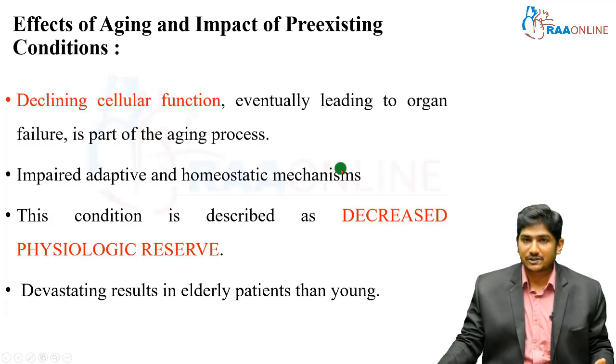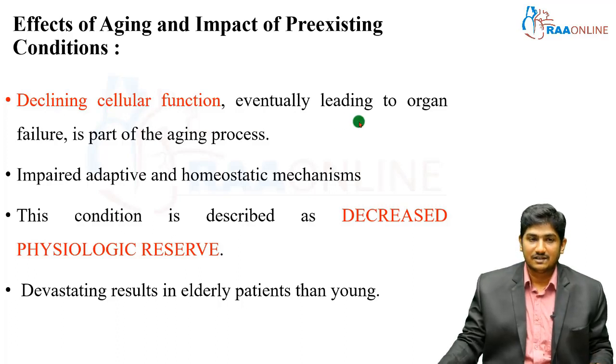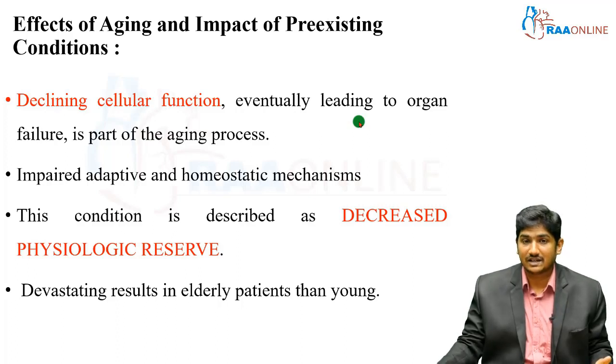Effects of aging and impact of pre-existing conditions. Understand what aging means: declining cellular function, eventually leading to organ failure, which in itself is a part of aging. The patients have impaired adaptive and homeostatic mechanisms. The skin might be very loose, so that even a small IV line or an ABG can cause a significant hematoma, right? This condition is called decreased physiological reserve.